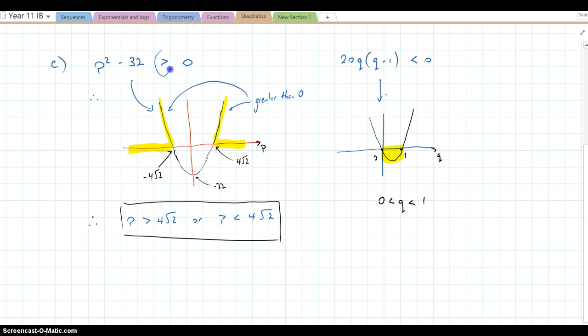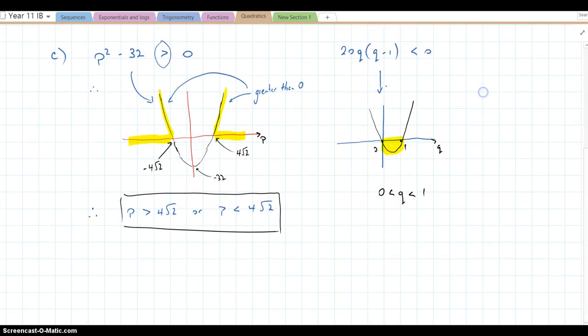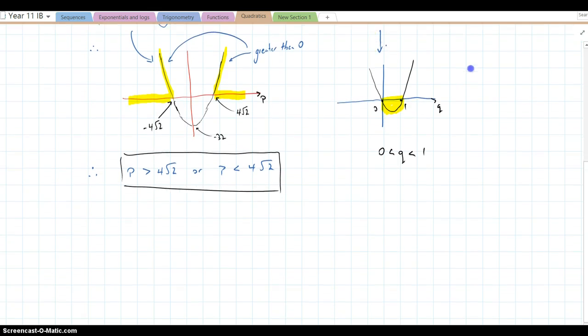Now we're solving greater than 0, so I've highlighted the areas that are greater than 0. So this is the part of the curve greater than 0, this is the part of the quadratic greater than 0. So these are the values of p that are greater than 0. So we write our solution like so.